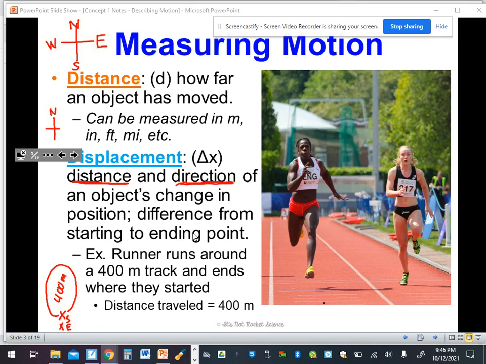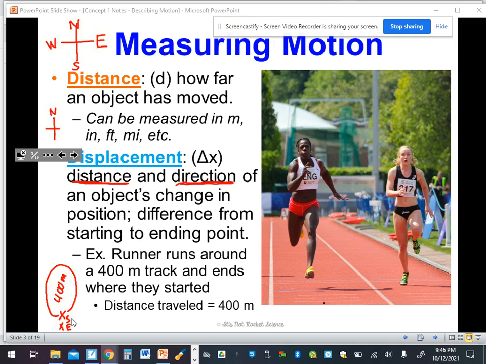Now, what's your displacement though? Distance and direction of an object's change in position. What's the difference from their starting point to their ending point? My starting point was right here. So is my ending point. So if you go around in a circle, have you actually displaced yourself? Are you actually away from your starting spot? Any distance or any direction?